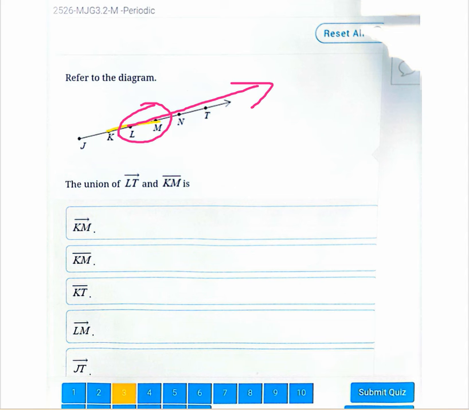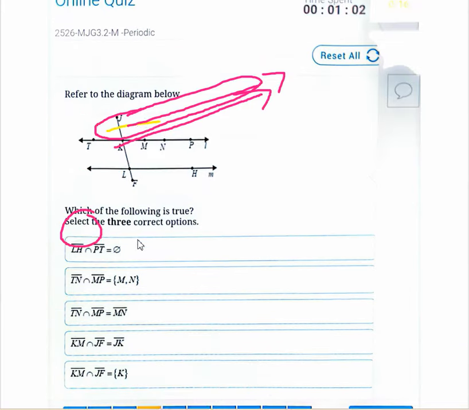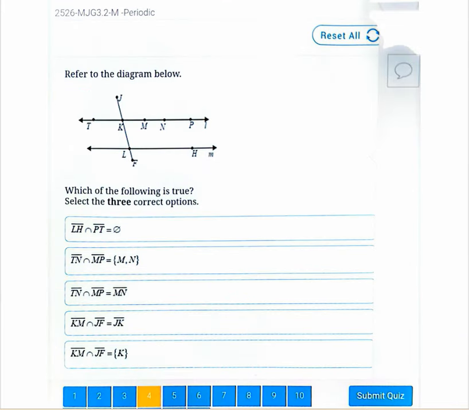Sorry, it's union. My bad. So union, what will you do? All of this. Now what includes K and that ray, everything on the right side? What continues and also includes K? That will be the ray KM. It includes KM and it's also going upwards in the same direction as LT. So all of that will be included and that's union. Union is like addition.